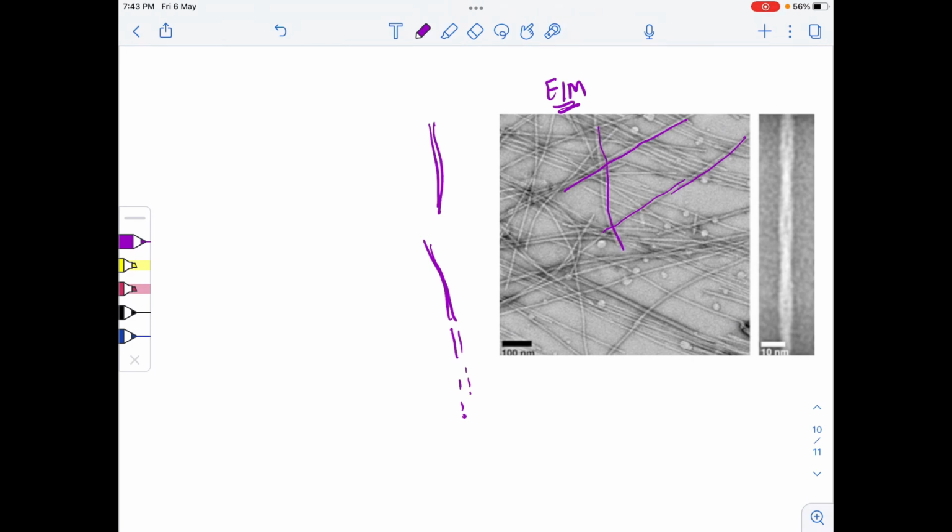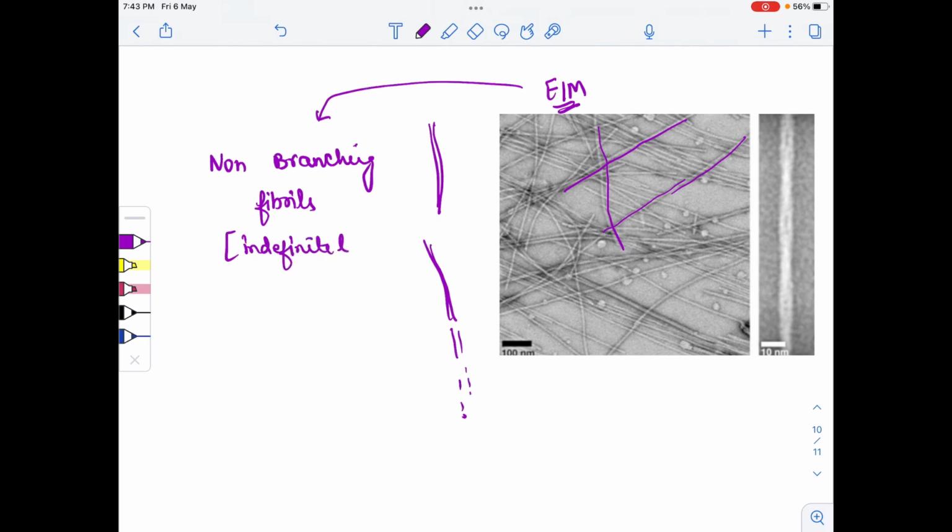So under the electron microscope what are we seeing? We are seeing non-branching fibrils, and these fibrils have indefinite length. And what is the diameter? It is 7.5 to 10 nanometer. Please remember it is 7.5 to 10 nanometer.